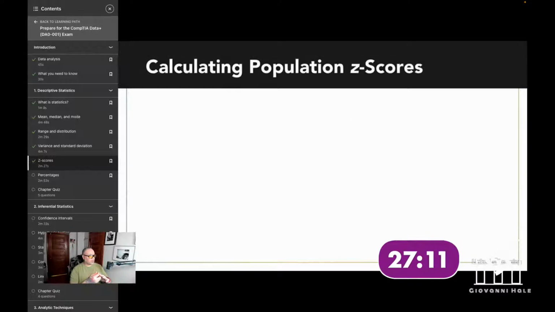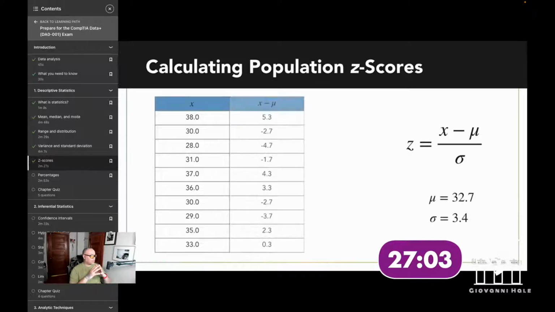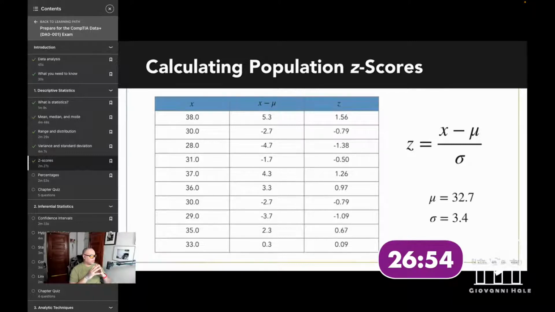If we look at our table of heights, we already know that the mean height in this table is 32.7 inches, and the population standard deviation is 3.4. So let's calculate the z-score for each one of these measurements. First, we calculate how far each measurement is away from the mean, and then we divide those values by the standard deviation, which provides us with the z-scores.